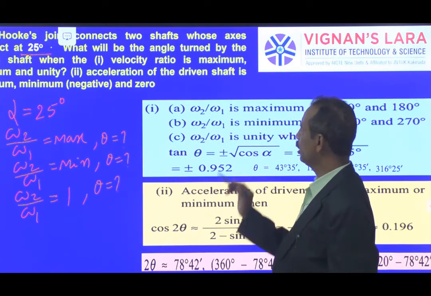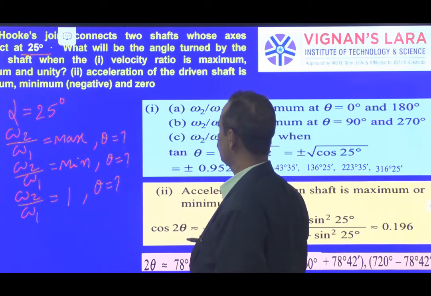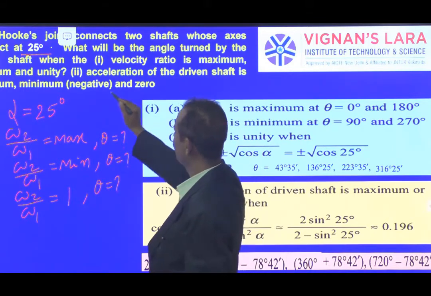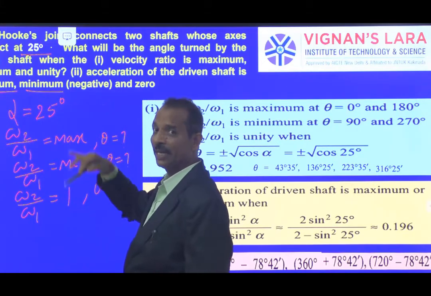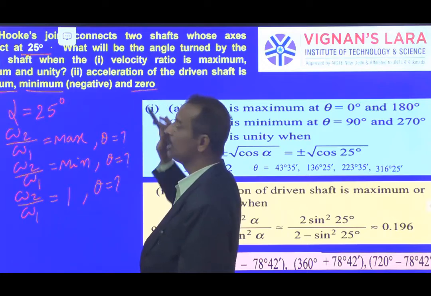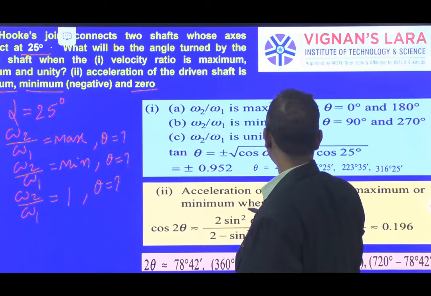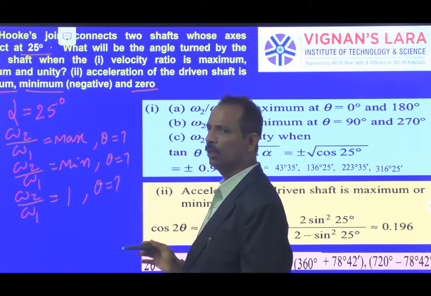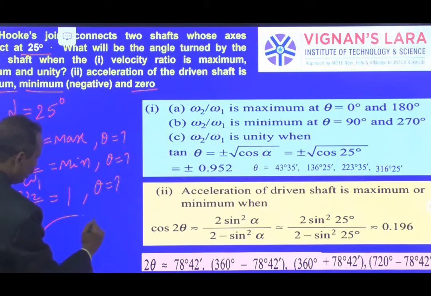Then what is the second part of the problem? The acceleration of the driven shaft is maximum, minimum and 0. When will the acceleration be maximum, and when will it be minimum? Minimum in the sense negative, not 0, because you have a separate 0 case. So these are the things asked. It's a very simple problem. We have already derived the procedure of getting the variation.